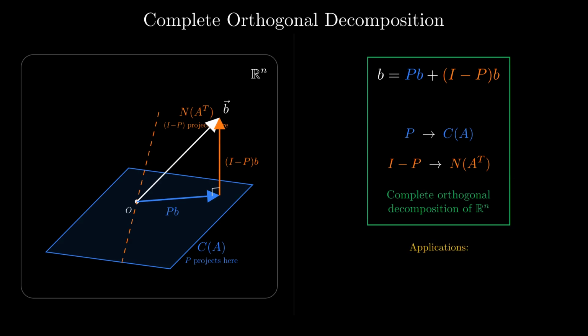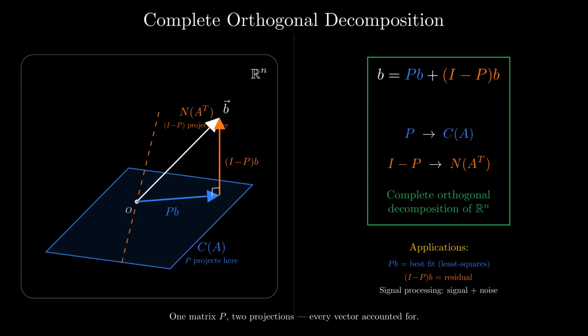This decomposition drives least squares regression, where PB is the best fit, and I minus P times B is the residual. It also powers signal processing, separating signal from noise. One matrix P and its complement I minus P, two projections that together account for every vector in the space.